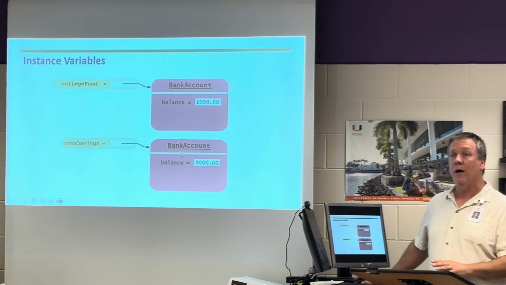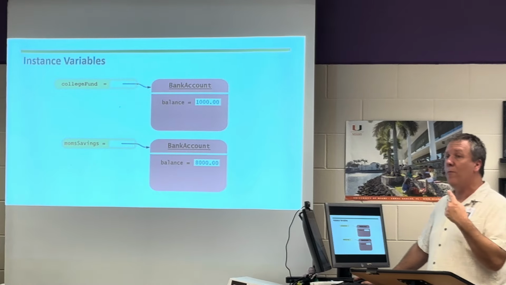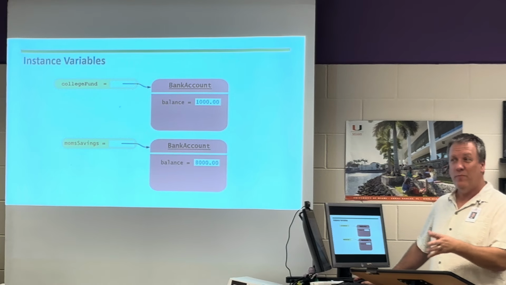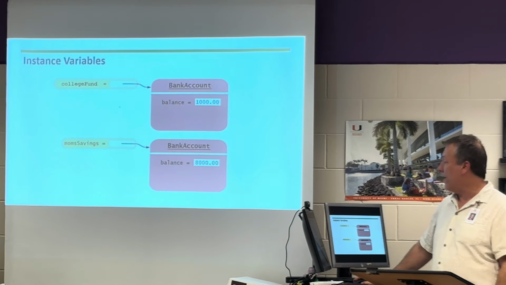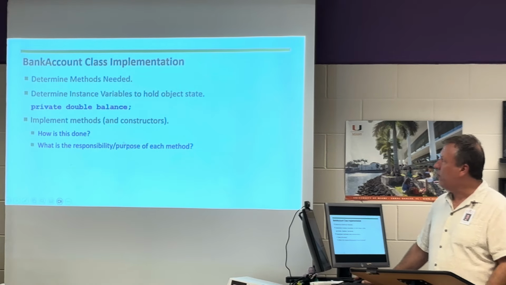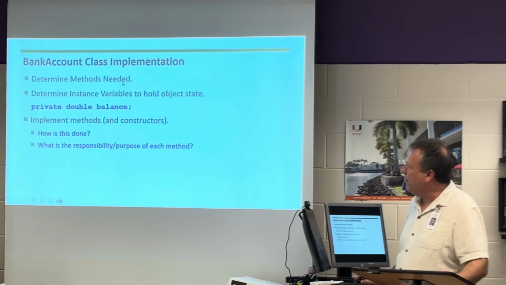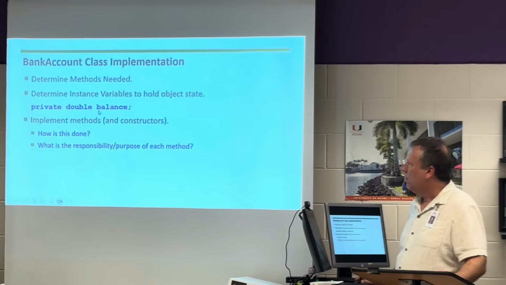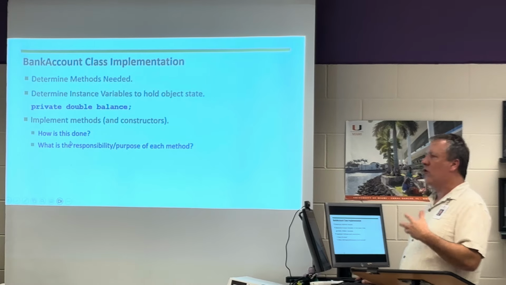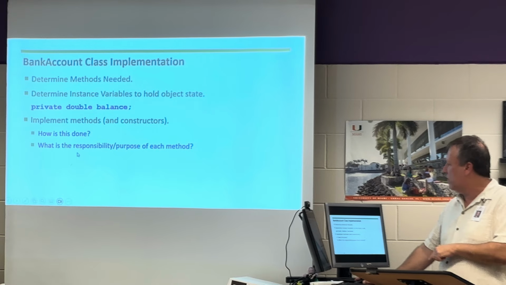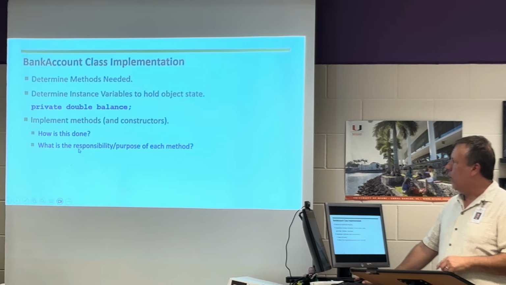These are independent objects, even though they were made from the same class. And that's the big idea we're getting across here. All right, so we've determined so far what? We've determined the methods we needed. We have our instance variable balance, and now we have to write the code for the method and also something called constructors.